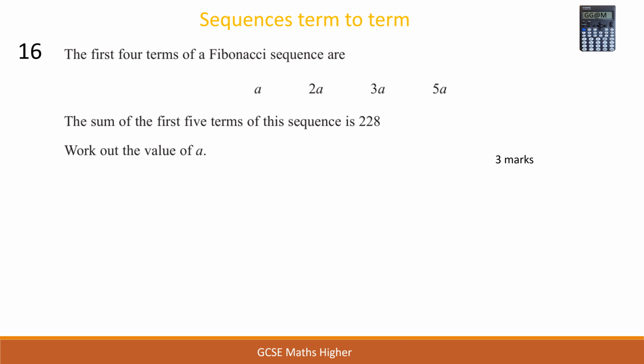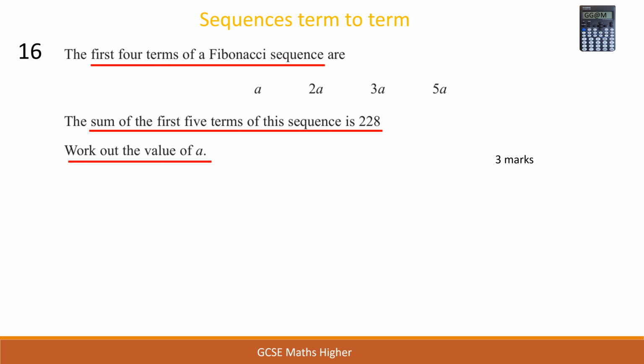These are the questions on sequences for a term-to-term rule, and it's looking at the Fibonacci sequence. Remember, the Fibonacci sequence is created by adding the 2 previous terms. So you've been told the first 4 terms of the Fibonacci sequence, and the sum of the first 5 terms of the sequence is 228. You've got to work out the value of A.